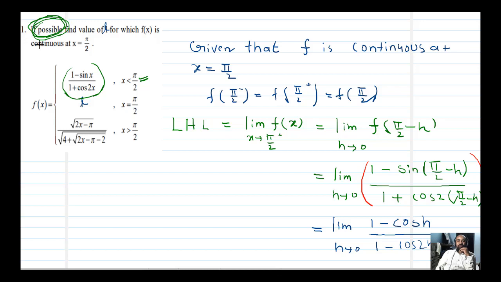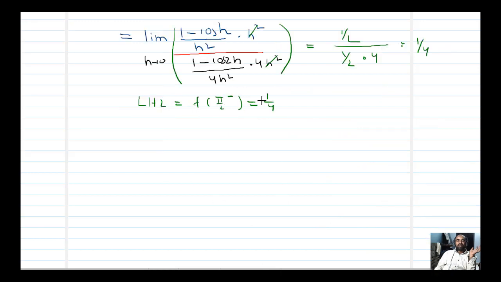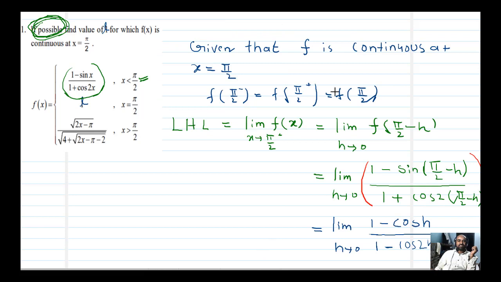If 'if possible' were not given, just that it is continuous at pi by 2, then directly there is no need to find RHL. Here you can say that LHL is 1 by 4, meaning the LHL value should be equal to the functional value at pi by 2. Therefore f of pi by 2 is also 1 by 4, so I can say that L equals 1 by 4. But 'if possible' means that we need to find RHL also.